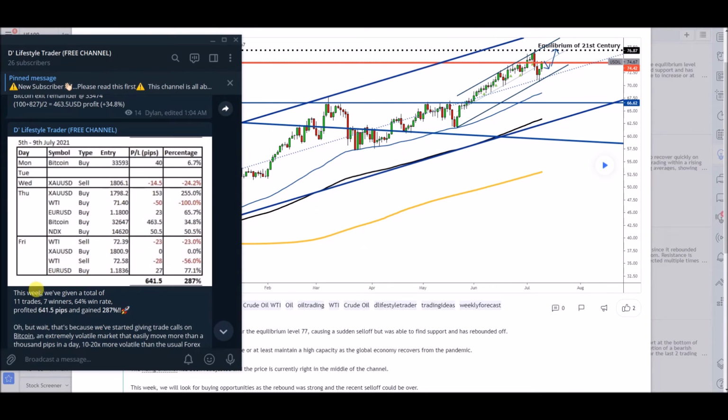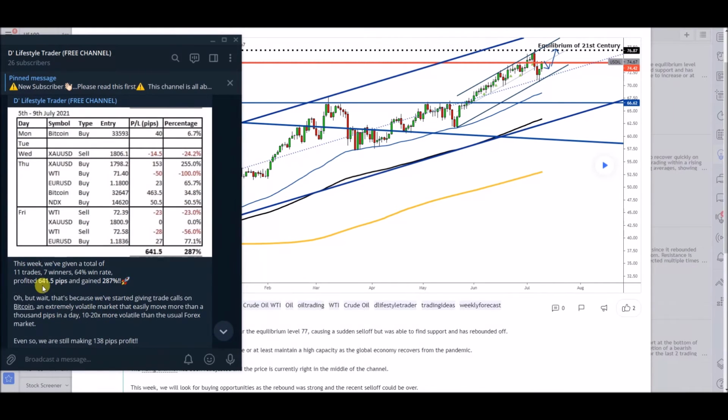So last week, we actually gave a total of 11 trade calls. We have 7 winners, a 64% win rate, and we have profited a total of 641.5 pips, gained 287%, which essentially means we have about close to 3 winning trades. Every 100% means the exact risk that you have risked for every single trade. But wait, the 641.5 pips largely is because of Bitcoin, because Bitcoin has a very huge volatility, and the pip value is very huge as well.